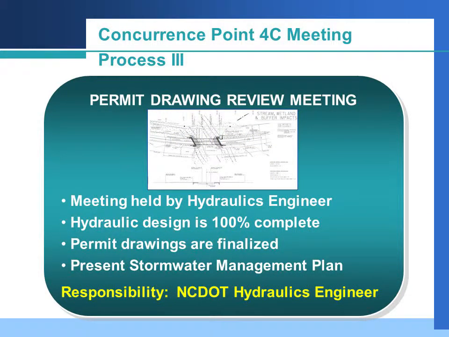When the hydraulic design is 100% complete and the permit drawings for the project are finalized, the hydraulics unit will hold a Concurrence Point 4C meeting. The agenda for this meeting is the same as the Process 1 and 2 4C meeting and will include items such as presenting copies of the Stormwater Management Plan and reviewing the final permit drawings for the permit application. Again, any changes to impacts to wetlands, streams, buffers, or CAMA areas of environmental concern that occur after Concurrence Point 4C is signed will require the resource agencies to revisit the design and may require a new 4C meeting.